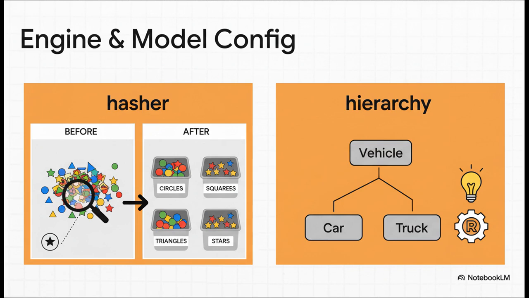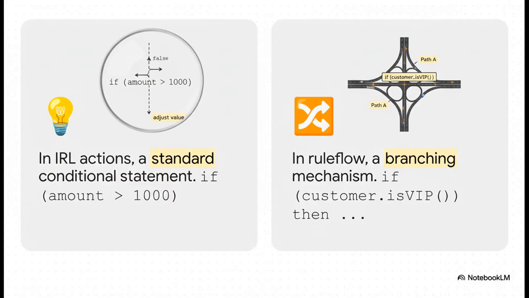And just like its partner else, the if keyword also plays a double role. Inside a rule's action, it's for small, simple logic. But in a rule flow, it's a major fork in the road, sending the entire process down one path or another based on some condition.